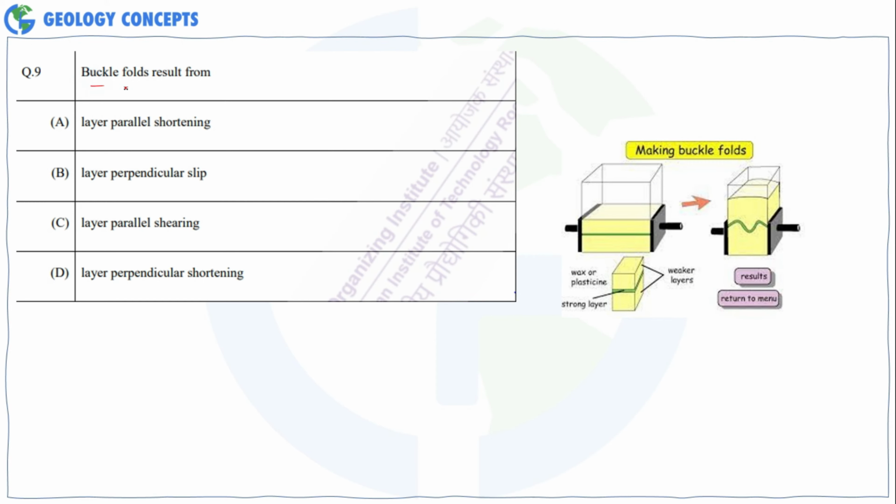Next is from the structural geology. Buckle folds result from... So buckle folds are a type of fold which form due to layer parallel shortening, in which due to the competency contrast between two beds, such kind of folds are developing, and the wavelength of these folds is actually proportional to the competency contrast between these beds. Hence the correct answer here will be the layer parallel shortening of the bed.